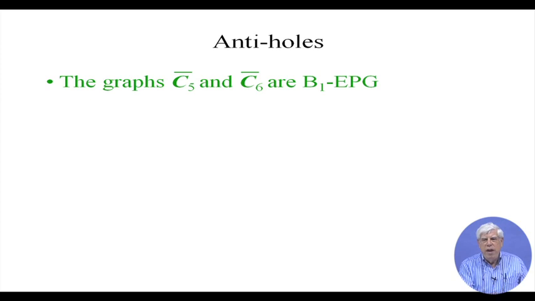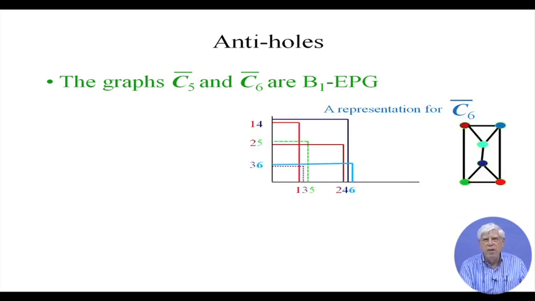What about the antiholes, the complements of chordless cycles? Well, C5 bar is the same as C5, so it's representable. And C6 bar is also representable, and here's a representation for it. On the right, I have a drawing of C6 bar. Sometimes we call it a prism, and a representation for it.